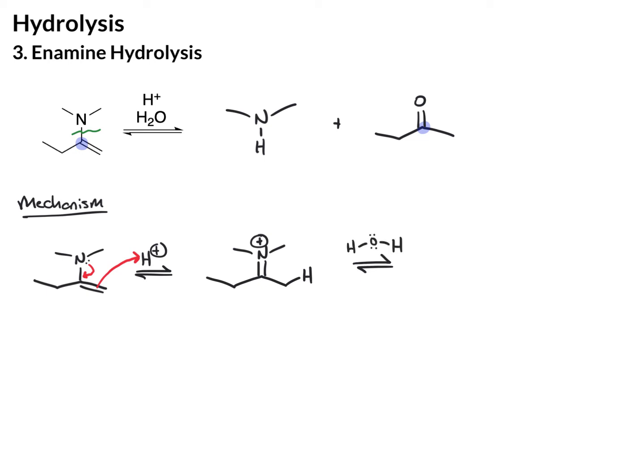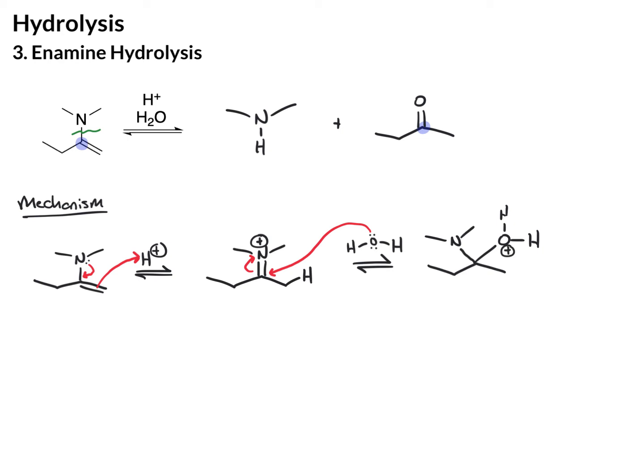The lone pair on the oxygen will add to this carbon and push a pair of electrons up onto the nitrogen. Now we'll draw the structure that forms there. I'm not going to draw in the hydrogen on the end, we'll leave it implied. I have a single bond to the nitrogen with two methyl groups, and the oxygen with two protons on it. So two protons on an oxygen, 3 bonds, that will have a positive charge.